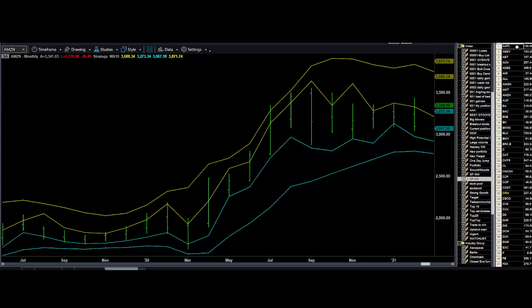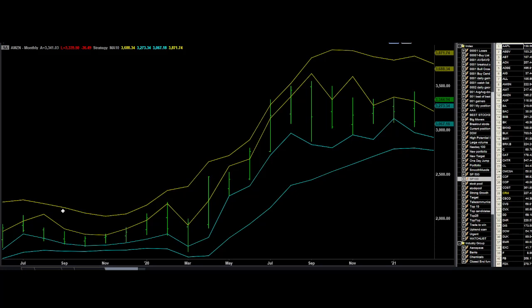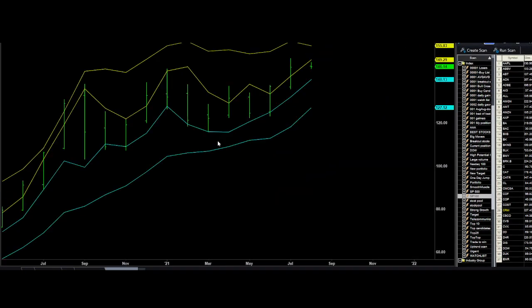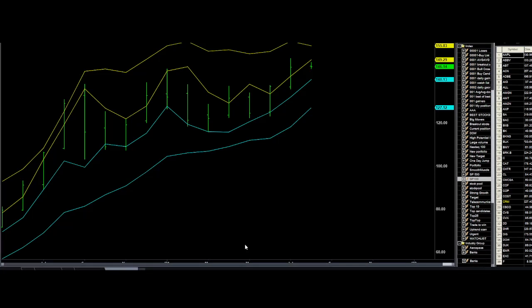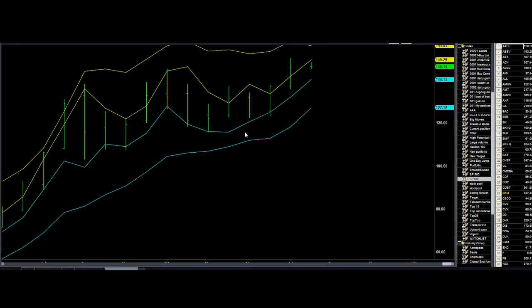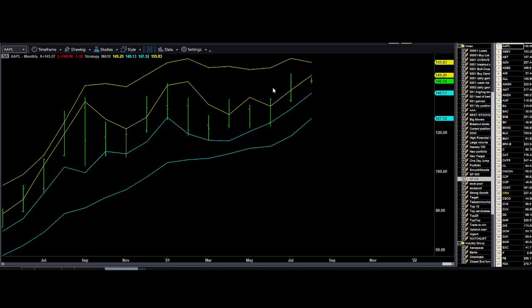This is SP100 related stocks. So we can choose any stock, for example AAPL, that's Apple. This will be updated with Apple real-time data. This is the monthly chart, and that means each vertical line is real-time monthly data.